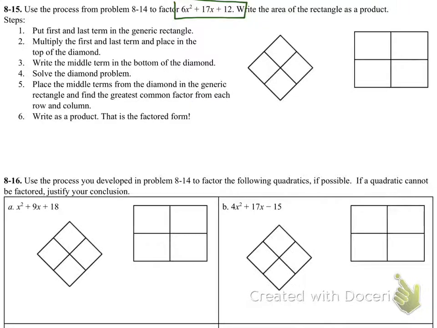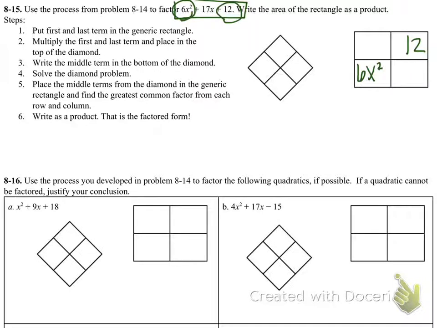So step number 1, put the first and last term in the generic rectangle. That's this guy over here. 6x squared, that's my first term. My last term is 12. Okay, step number 1, done.